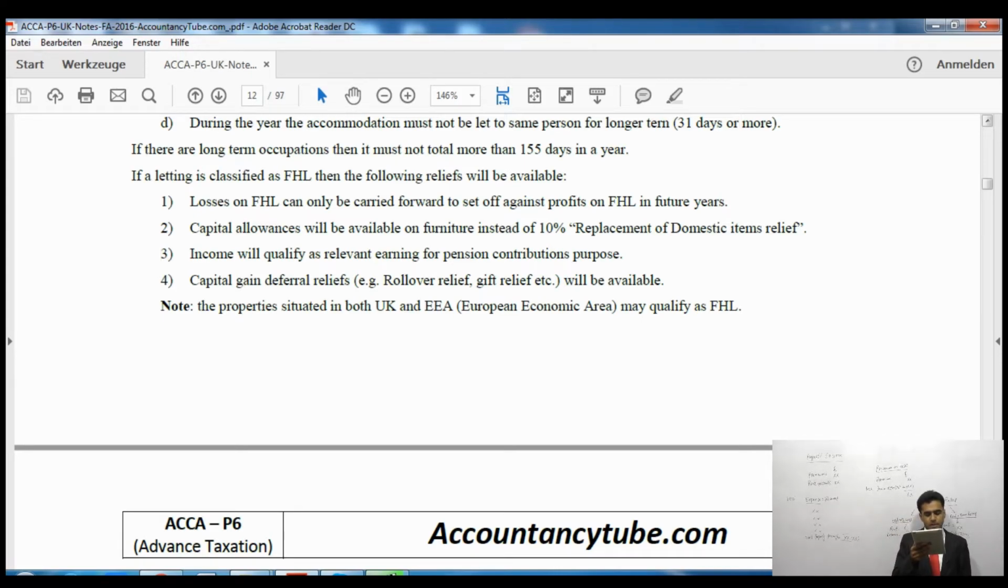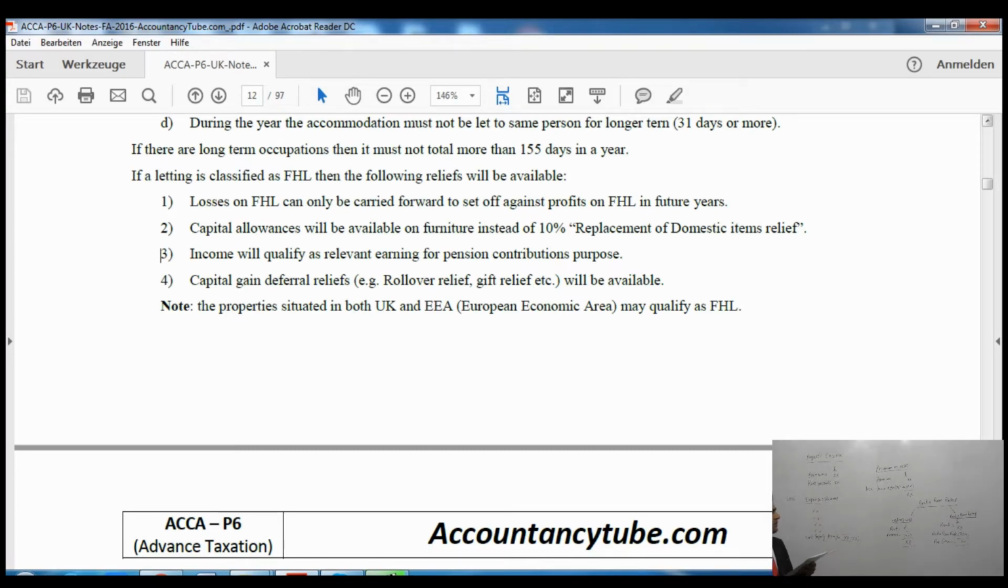The second one says that capital allowances will be available instead of the replacement of domestic items relief. Now, please make sure you delete this 10%. There is no 10% here. So capital allowances will be available instead of the replacement of domestic items relief. Then it says income will qualify as relevant earnings for pension contribution purposes.